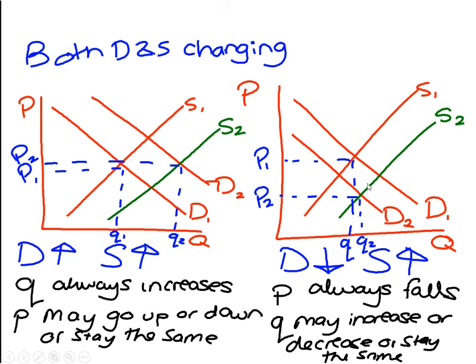Here, we've got the supply increasing but demand decreasing, and we can see that the price would always fall in this instance. But what happens to the equilibrium quantity depends upon the size of the shift in supply and the size of the shift in demand.